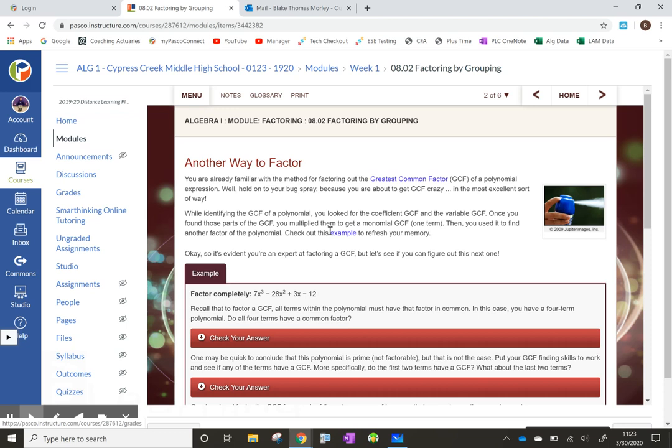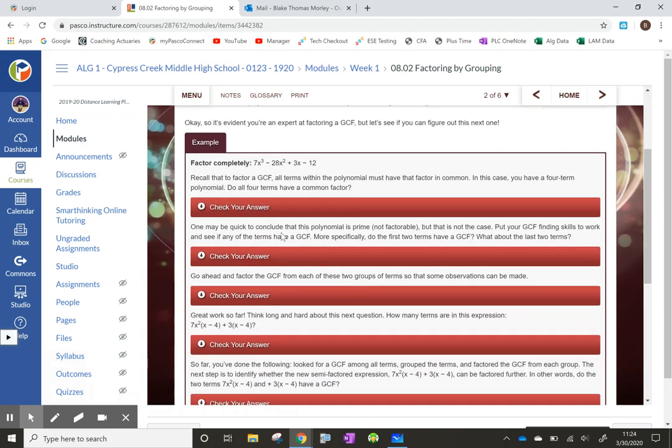Okay. So hold on to your bug spray because you are about to get GCF crazy, right? Like I said, we have to know that method a lot, in the most excellent sort of way. While identifying the GCF of a polynomial, you look for the coefficient GCF and the variable GCF. Once you found those parts of the GCF, you multiplied them to get a monomial GCF, one term. This is just basically explaining what we did before with the GCF, right? We factored it out. So we have an example here, right? 7x to the third minus 28x squared plus 3x minus 12.